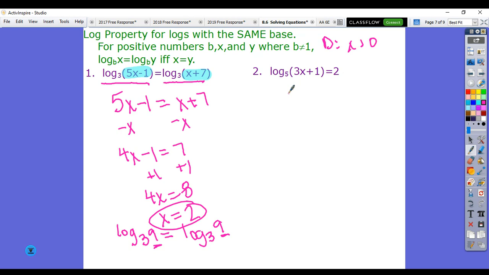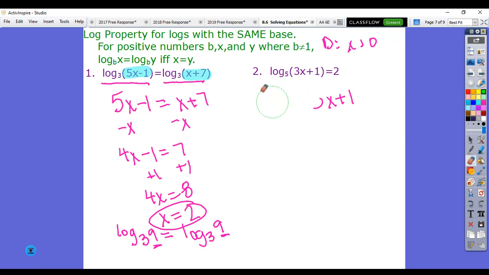Okay, so this one is different because there's only one log. So we're going to rewrite this. We can do this 2 ways. I'll show you both ways. First, you can just rewrite exponentially. So I'm going to take the base of the log, raise it to the exponent, and it equals 3x plus 1. Okay, so that's one way we can do this.